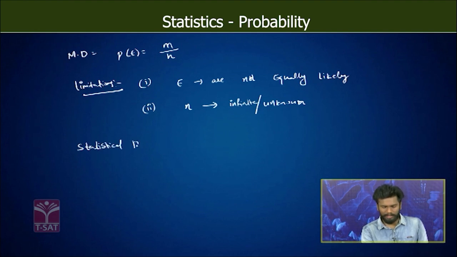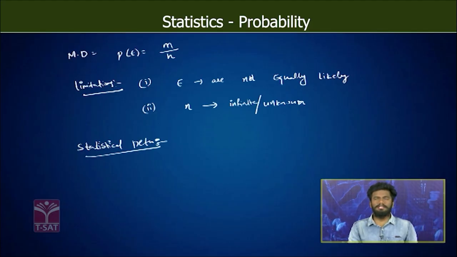Statistical definition. In the mathematical definition, we are just doing the trial once, we are just doing the event once, and we are calculating the number of favorable events divided by the total number of outcomes in a sample space. So this statistical definition says that by doing it only once, we do not get the exact value of the probability.